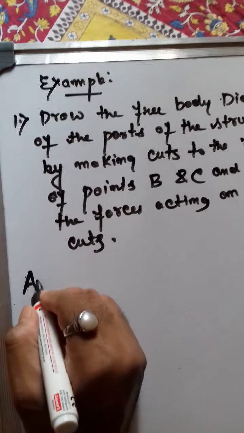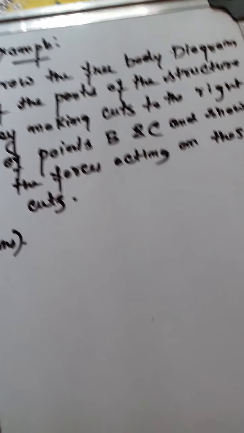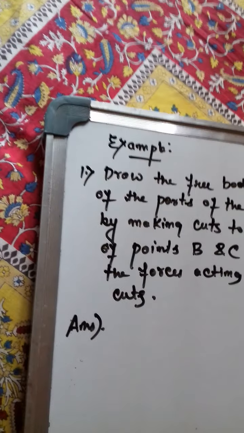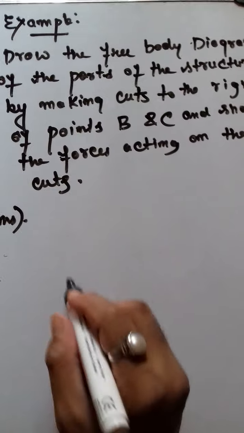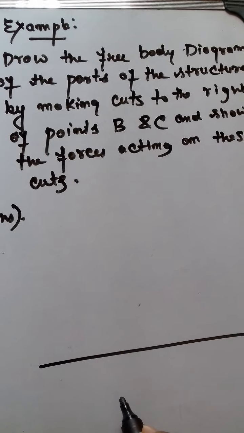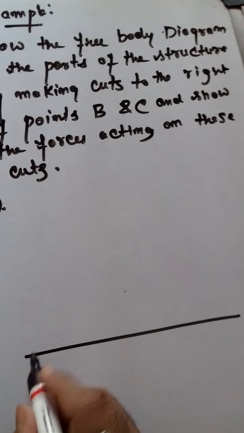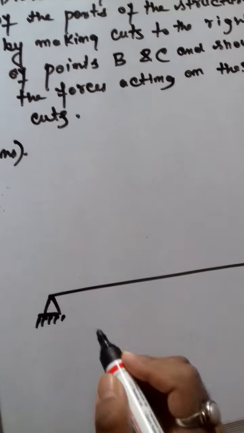Okay, draw this diagram. Suppose a structure is there, it is something like this. Okay, now this is a hinge support.